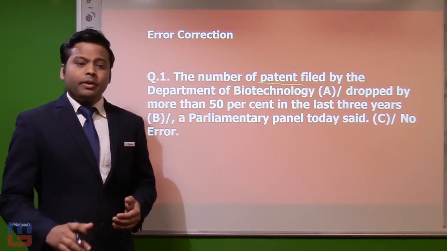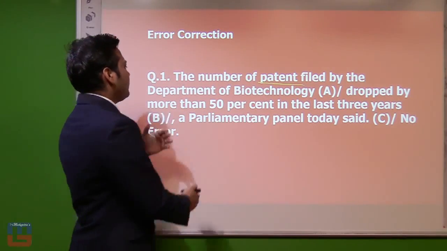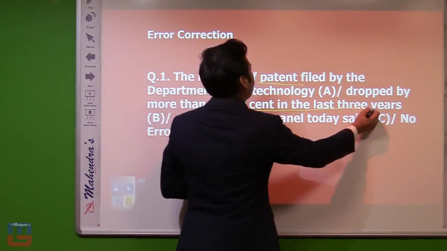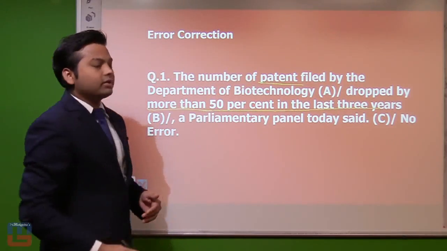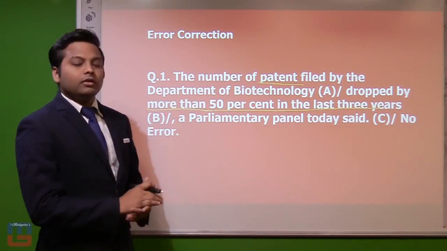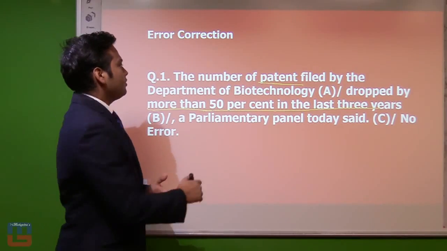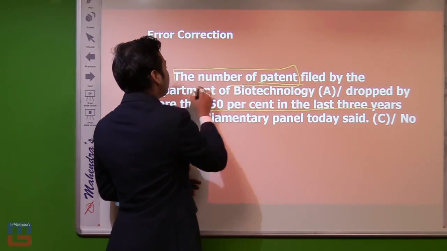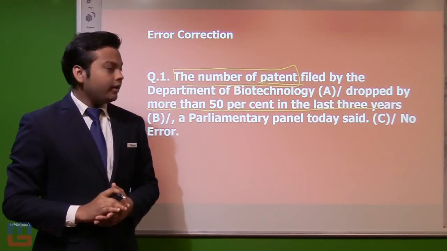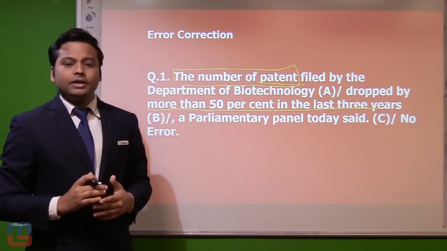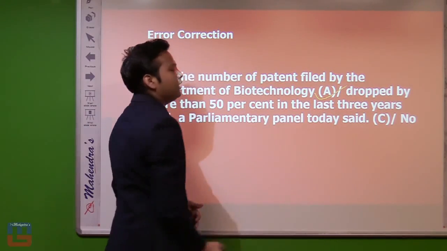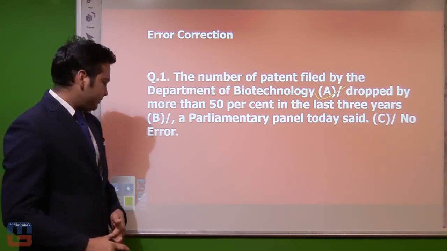Patent should be replaced by patents. Why? Because here the Department of Biotechnology said that more than 50% dropped in the last year. Since more than 50% is given, the number of patents is not taken all together. Here various or many patents are there, so patent should be replaced by patents. So you have to go with option A. The error lies in option A.